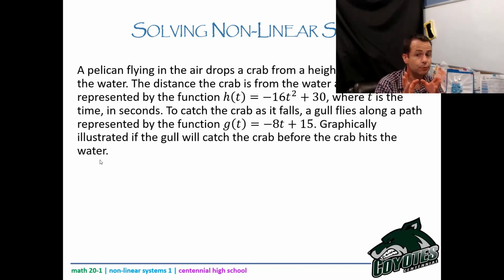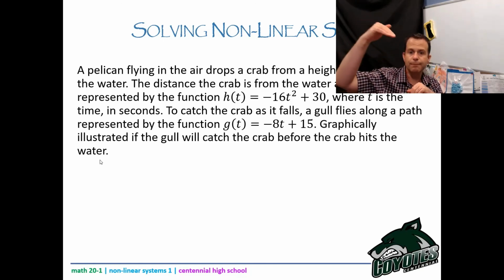So just to recap, a pelican has dropped a crab. So the crab is now free falling down into the ground or the water. Okay. Now, to catch the crab as it falls, a gull flies along a path represented by another function, g of t equals -8t plus 15. Graphically illustrate if the gull will catch the crab before the crab hits the water.